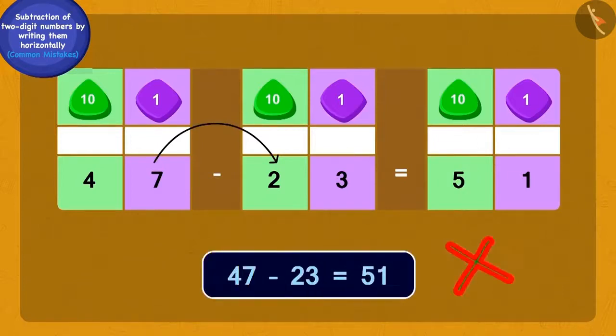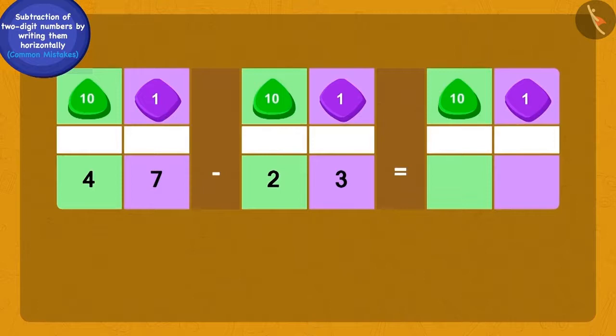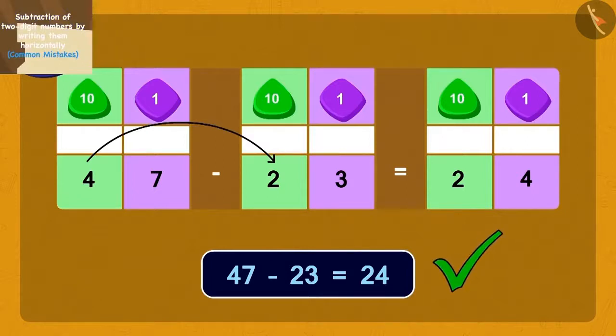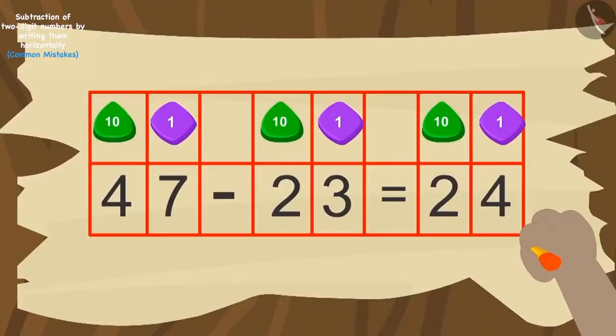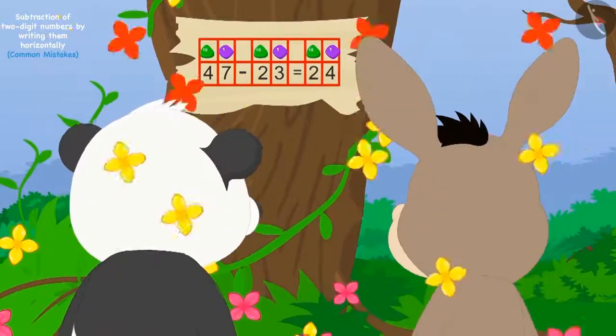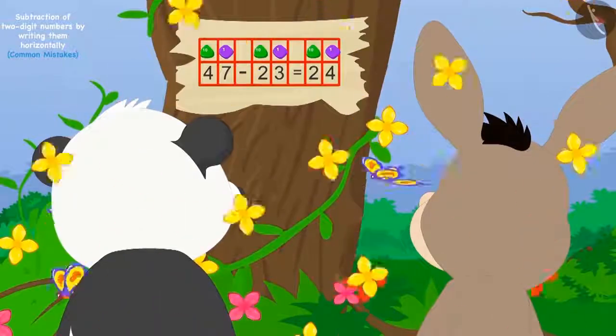Now Bhola erased this wrong answer and subtracted the 3 ones of 23 from the 7 ones of 47. Then, after subtracting 2 tens from 4 tens, he wrote the answer as 24. Children, is Bhola's answer correct? Yes, Bhola's answer is absolutely correct. As soon as Bhola wrote the answer on the tree, lots of golden flowers began showering down the tree.